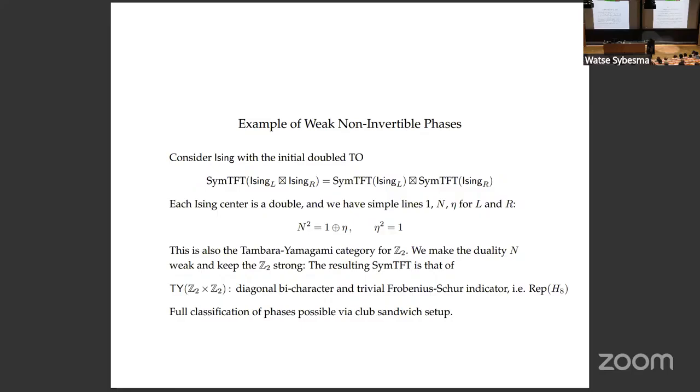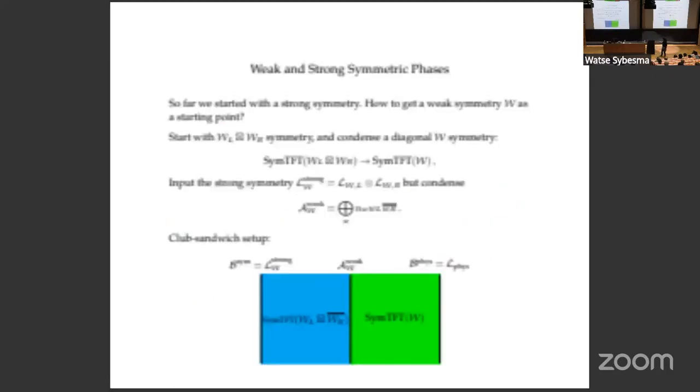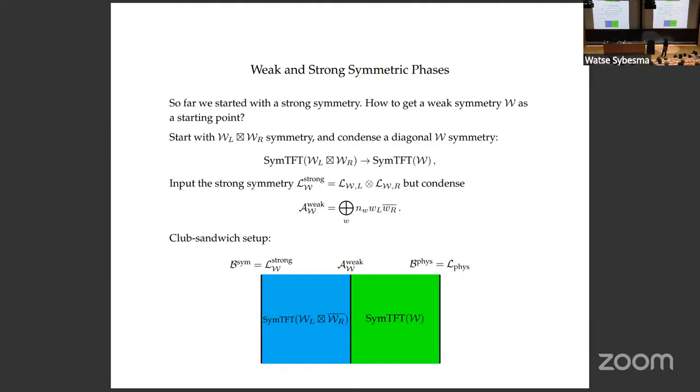And so this gives you what's called, so Ising is just what's called the Tambara-Yamagami Z2 category. You might have heard of this. If not, then for any abelian group, there's essentially a duality symmetry, like I explained at the beginning. And if you use that, you can get for any abelian group a Tambara-Yamagami symmetry. And in fact, when you do this construction of making the duality weak and keeping the Z2 strong, you get a Ty Z2 Z2 as this reduced order on the right-hand side here.